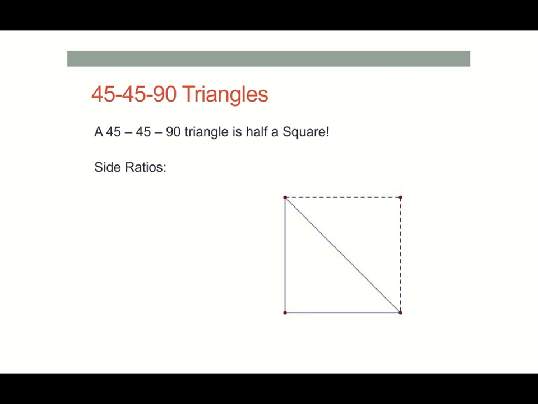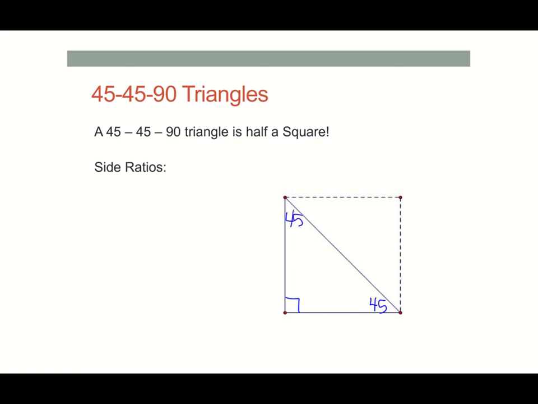Now let's look at 45, 45, 90 triangles. A 45, 45, 90 triangle is half of a square. So if we're looking at our picture here, we've got obviously all angles in a square are right angles. And if our diagonal bisects our angle, it cuts a 90-degree angle in half, it's half of 90. So that makes both of these 45.